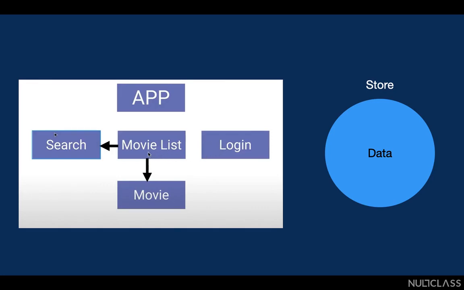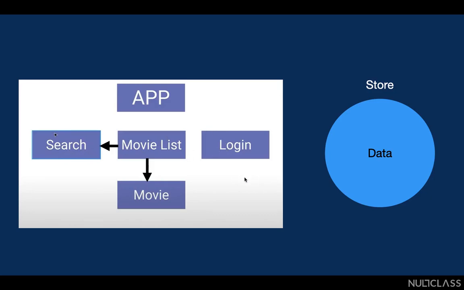In React, we use the context API. In the context API, what we would like to do is store the data, which could be used in search but was already present in the movie list. We will move the data to the app, and from that app, we would like to send the data to all the components like search, movie list and login.